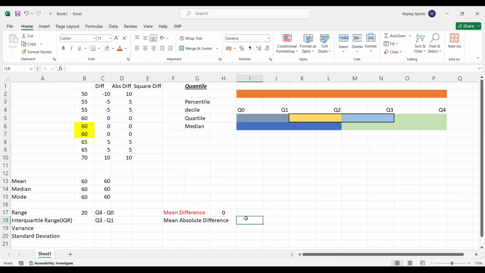So mean absolute difference is going to be the average of these values. Now you see 4.44 is MAD, mean absolute difference. And we can stop here. We don't have to go any further.